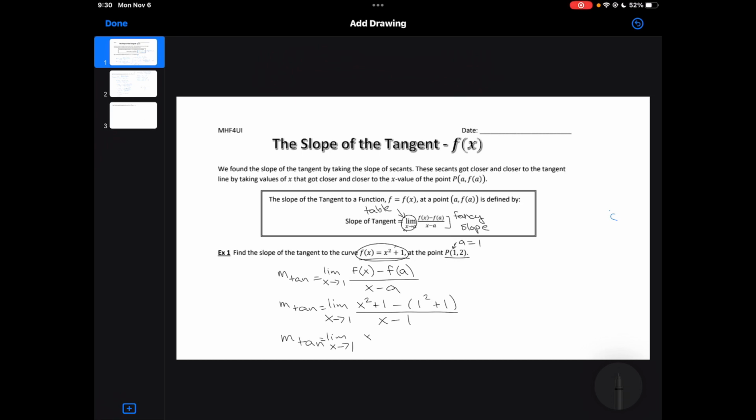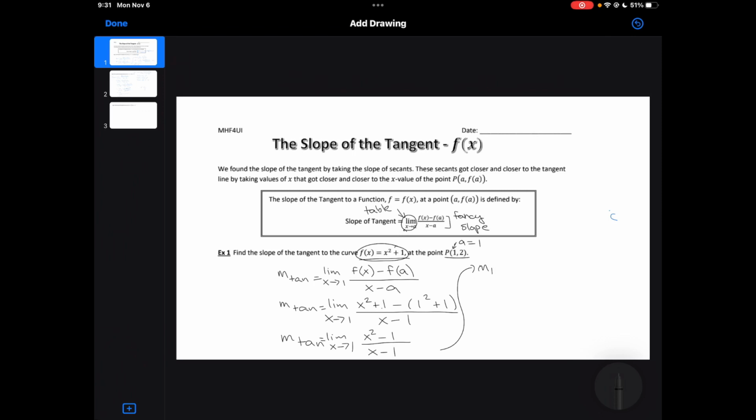So on the top, I'm going to have x squared. Let's see, I've got 1 minus 1 minus 1 again. So I'm going to be left with x squared minus 1 on the top and x minus 1 on the bottom. Now, if I substitute in my 1 right now, the value that I'm interested in, I'm going to get 0 on the top and 0 on the bottom. So that doesn't tell me anything. That's called an indeterminate limit. So we need to simplify a little bit further to see if we can get an expression that is not indeterminate.